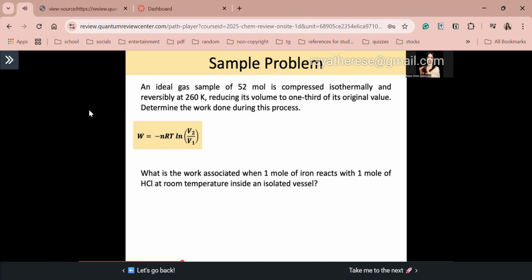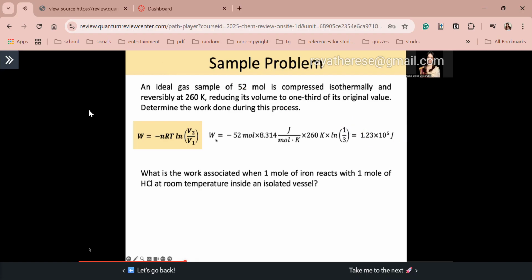So, this is very straightforward to answer since all the variables are given. Solving for W, we get negative 52 moles times R, the universal gas constant, which is 8.314 J over mole K, times 260 Kelvin times ln one-third. So guys, one-third because the original volume was reduced to one-third, meaning your final volume is just one-third of the initial value. That's why it is one-third. Solving, we get work is equal to 1.23 times 10 to the power of 5 joules. Very easy. Next question.